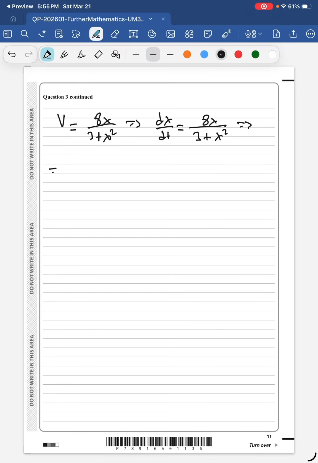Let's take dt to the right hand side. We will cross multiply. You guys are high school students, but I don't want to overestimate your abilities, so I'm going to do it completely. So 3 plus x squared times dx over 8x is equal to dt.